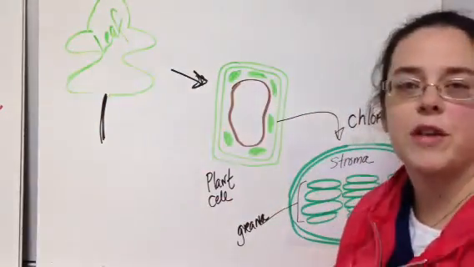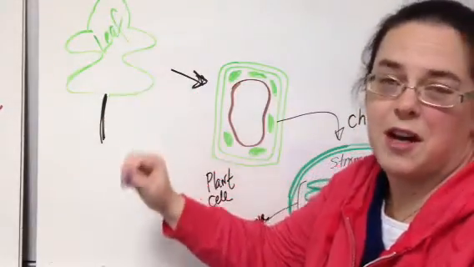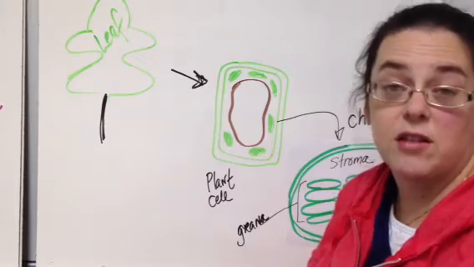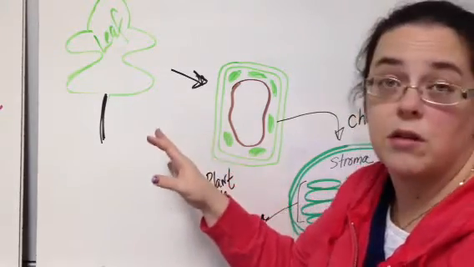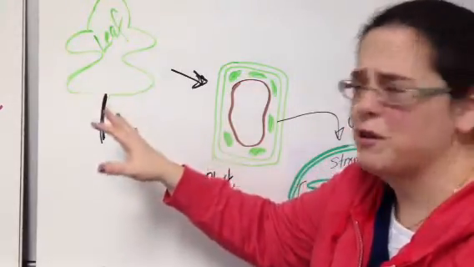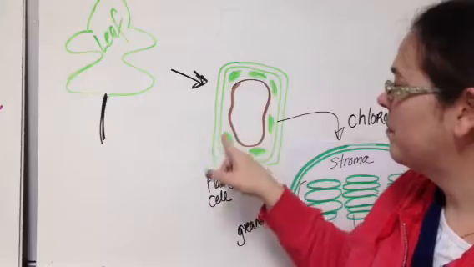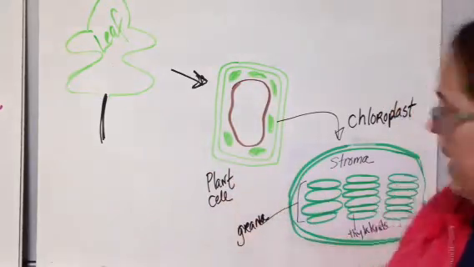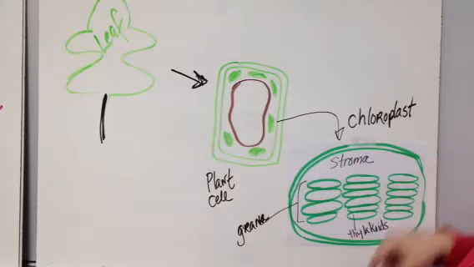Okay, so where does all this take place? We have a leaf. The leaf is green most of the time. That's because of the pigments inside their cells, inside the chloroplast, that are absorbing light. And let's get to where those are. So we have the leaf. Inside a leaf you have a plant cell, and these green structures right here are the chloroplasts. And this is an in-depth close-up look at what the chloroplast looks like.